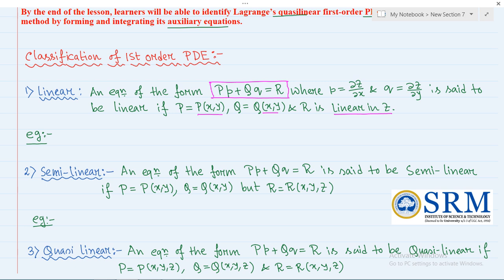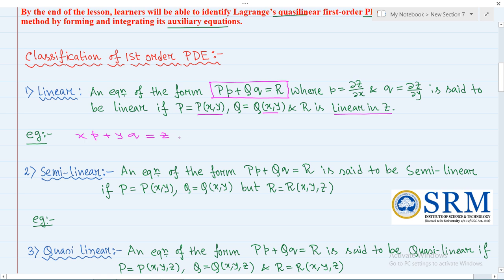Let us take some examples to understand this linear equation. Suppose I take x into p plus y into q equals z. This is a linear partial differential equation because the coefficient of small p is a function of x and y, the coefficient of small q is a function of x and y, and the right hand side capital R contains z, but only to the power 1.